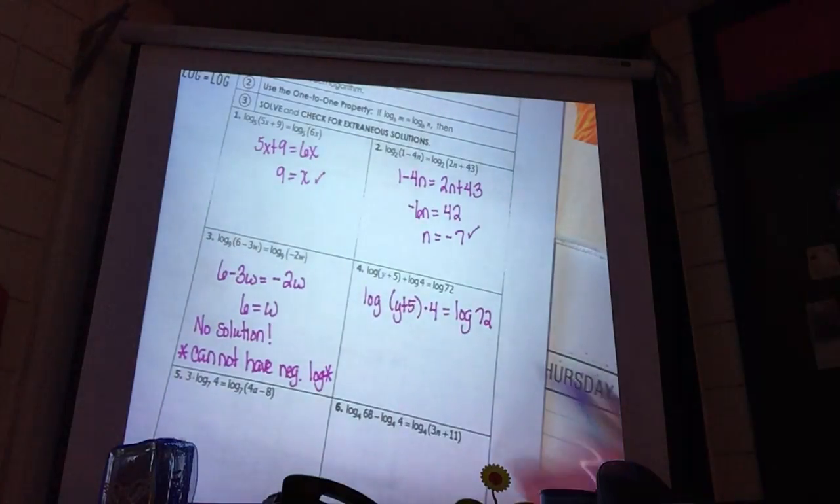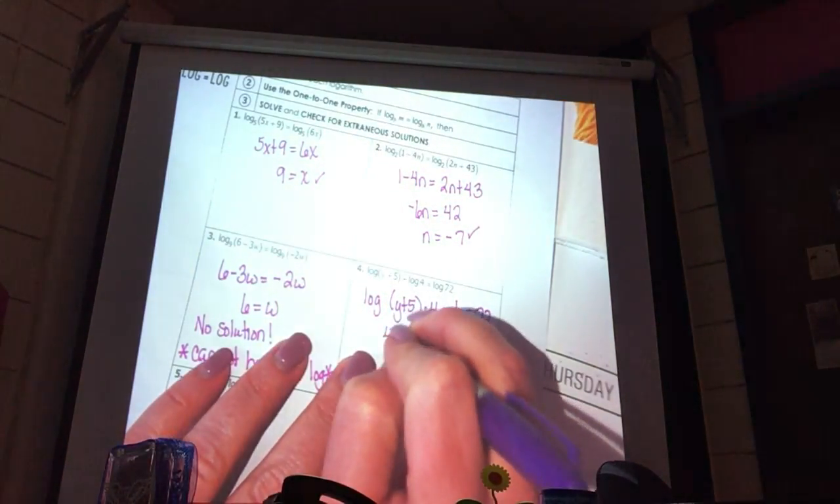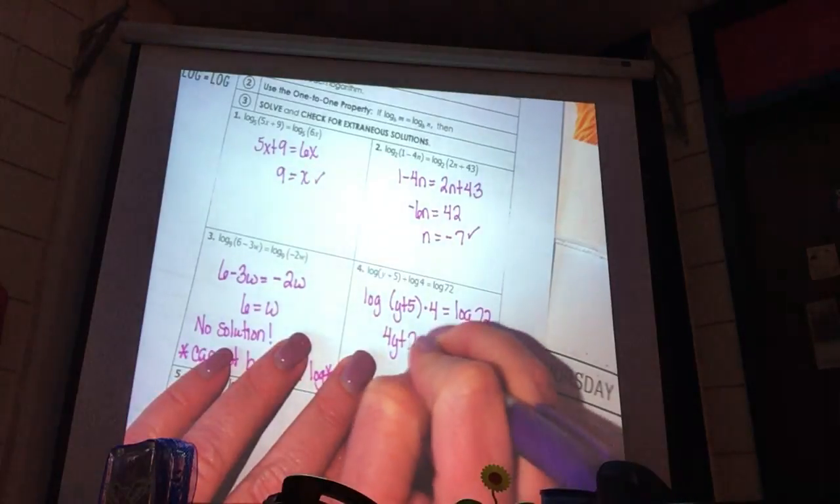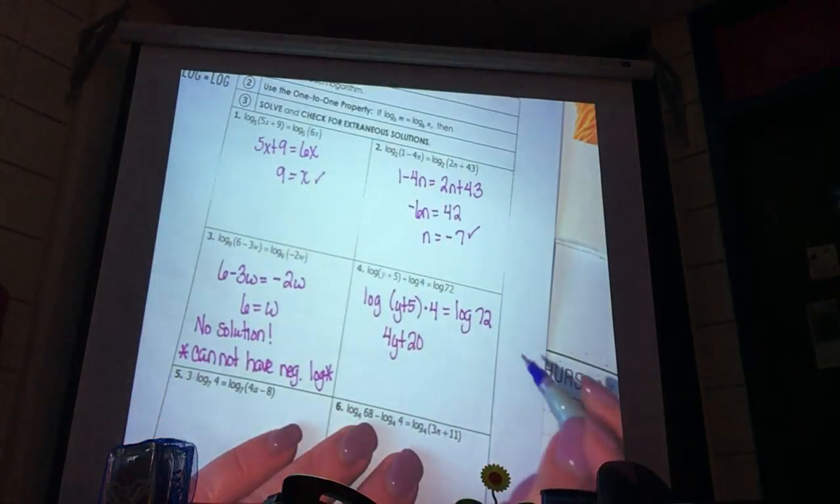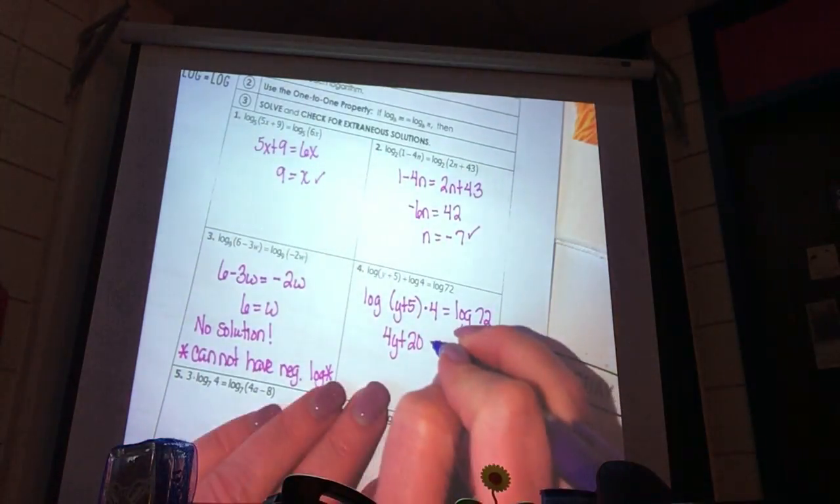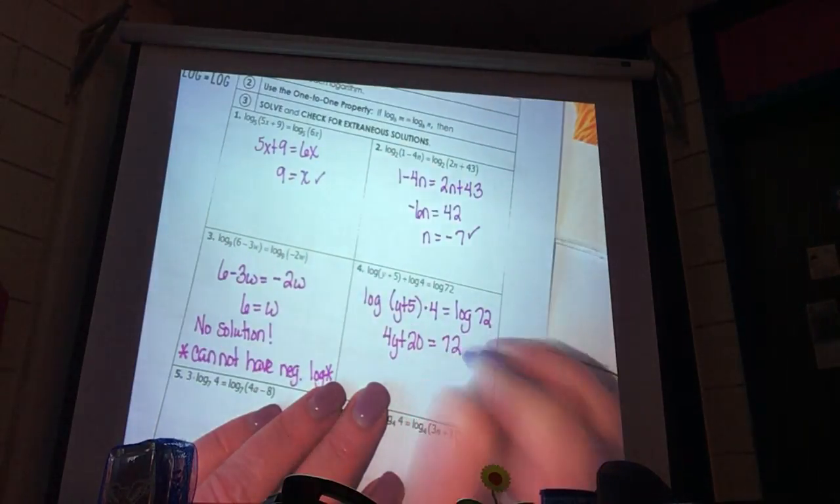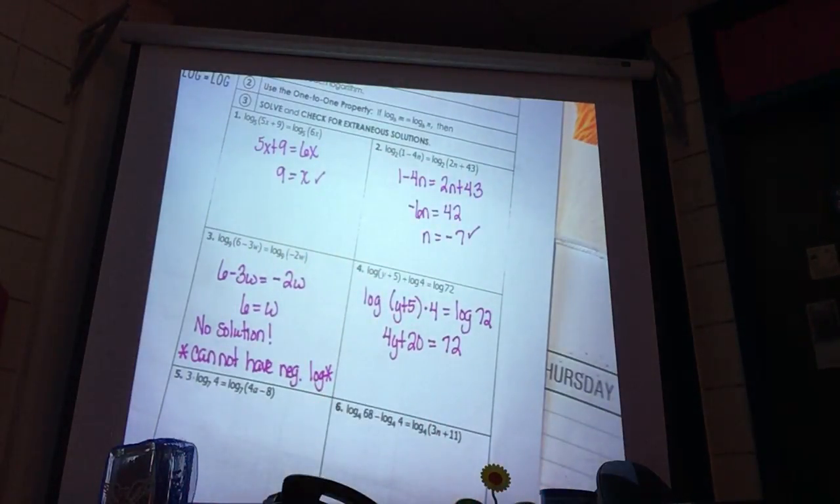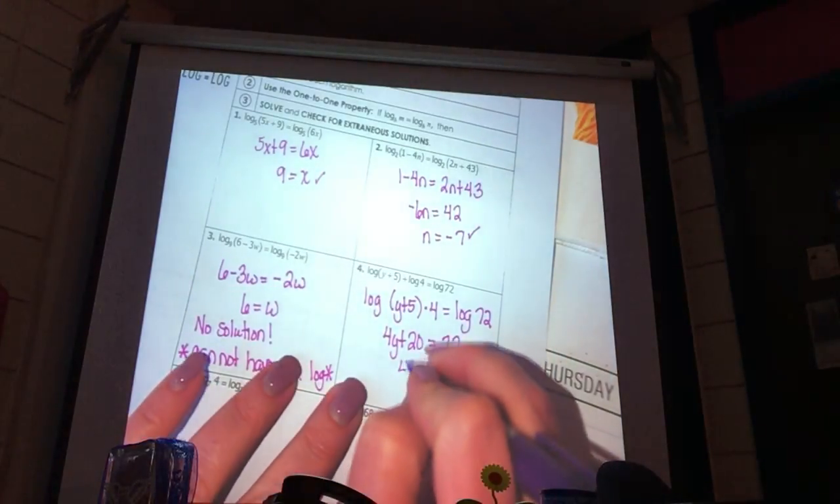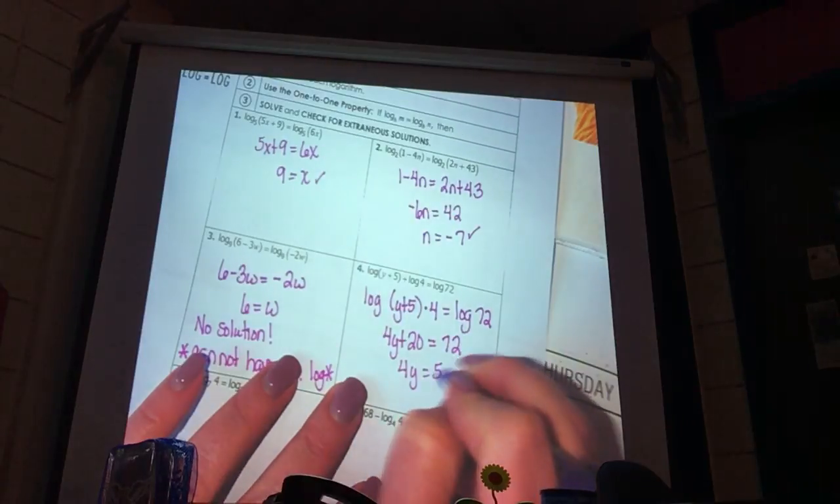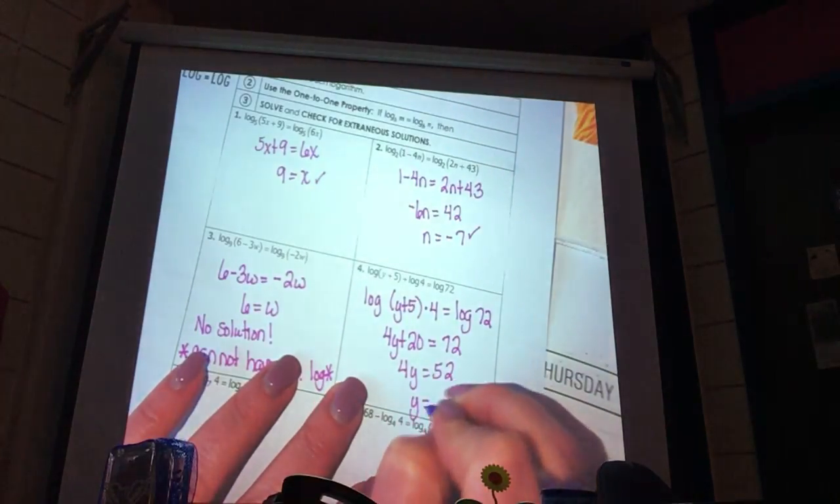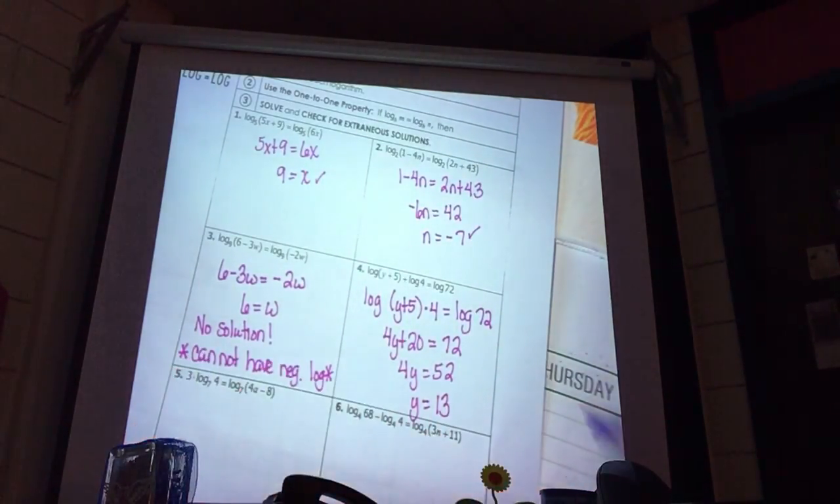So it's y times 4. Well, I'm going to do 4y plus 20. I distributed the 4, is equal to 72. Can I check that? Minus 20. So 4y is equal to 52, and y is equal to 13.